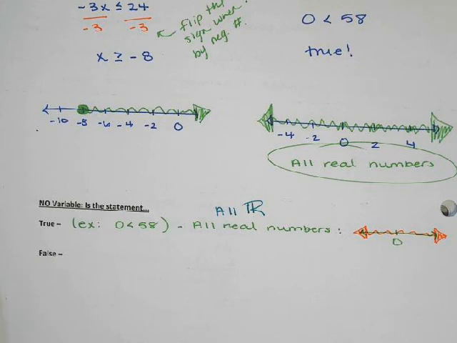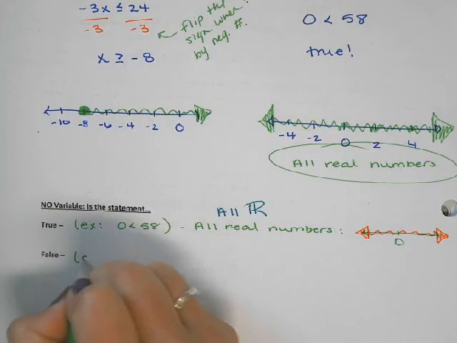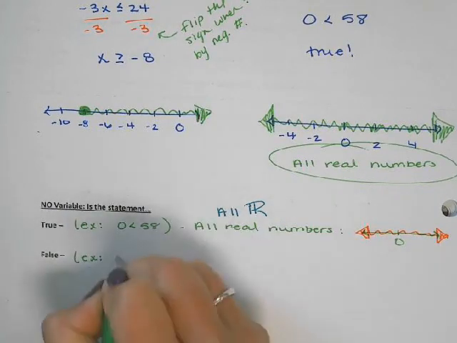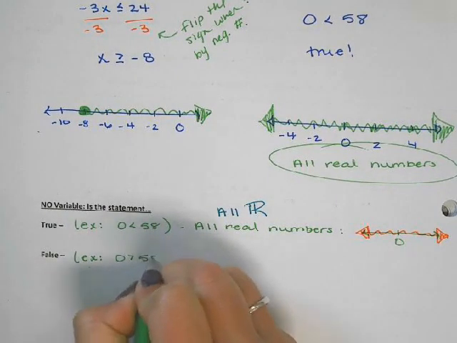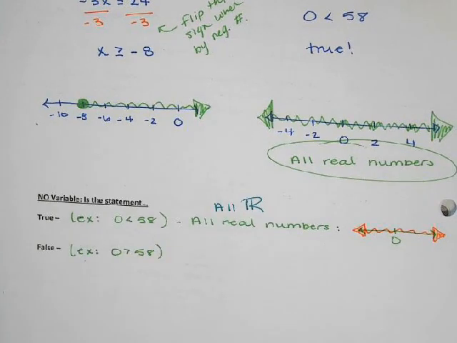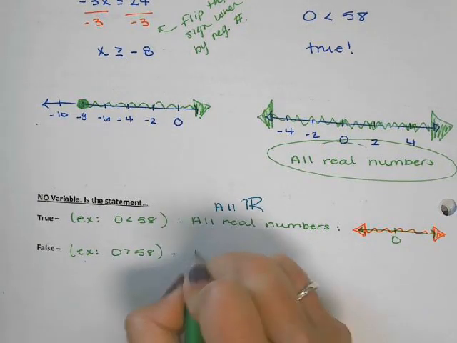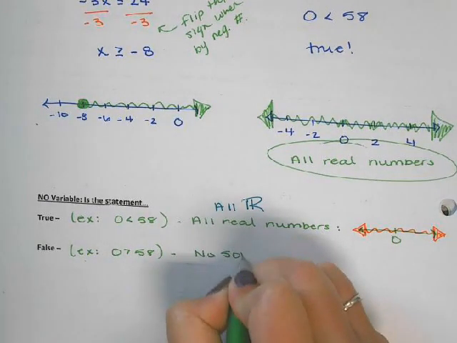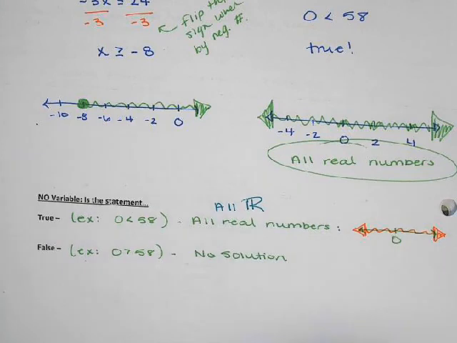If it was false, as an example, let's say it said 0 is greater than 58. We know 0 is not larger than 58. That means anything we plug in is going to give us a false statement. And if it's false, it tells you that's not a solution. So if you can't plug in anything, then it's going to be no solution. Okay. If it's a false statement, then it's no solution.